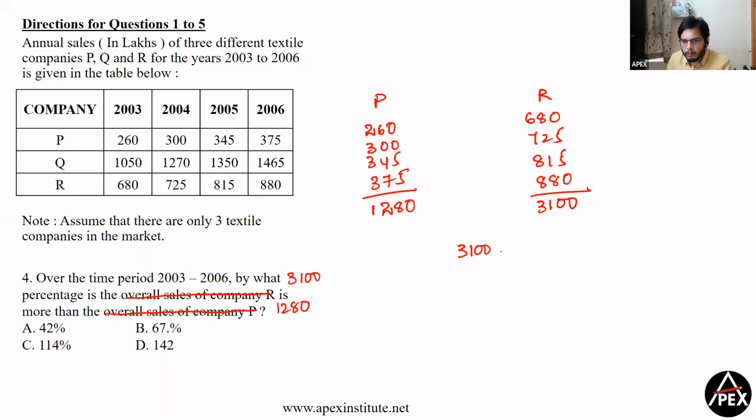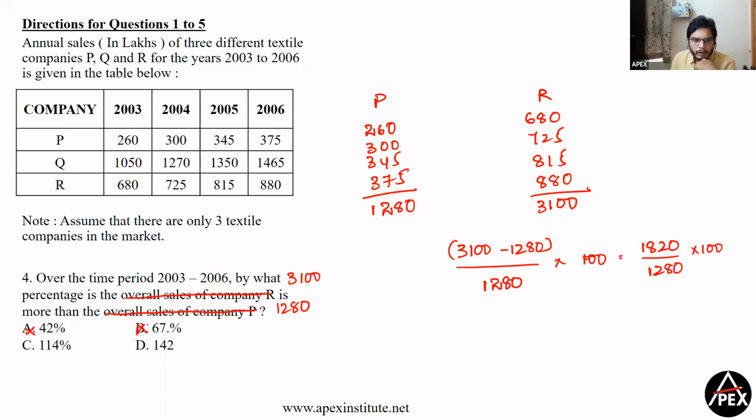So 3100 minus 1280. Okay. The more in value divided by what do we have in the denominator? 1280. So we are comparing it with 1280, isn't it? Okay. So this will be into 100. So what will be this? Can someone tell me? Okay. Difference is 1820. Okay. 1820 by 1280 into 100. So directly I can eliminate two options. I can eliminate option A, I can eliminate option B because this will be greater than 100.